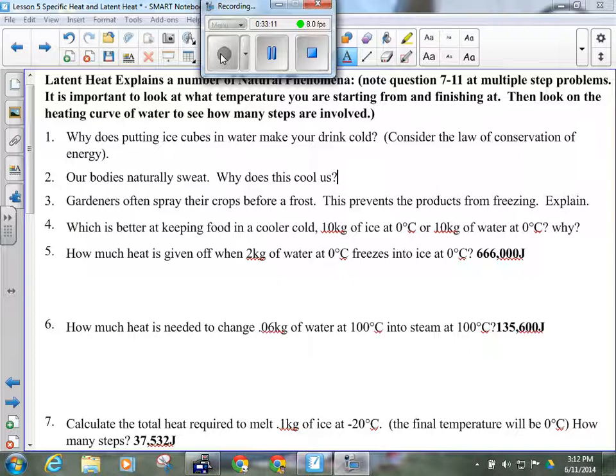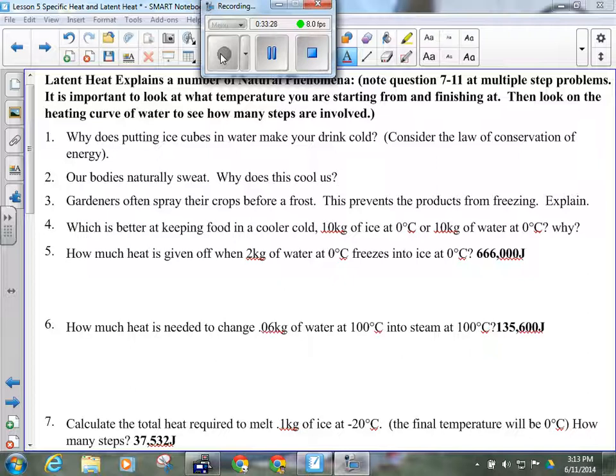Spraying them with water could protect them as long as it doesn't get too cold for too long. If it drops down to -5, they're cooked anyway. But if it's only around 0 or -1, it might protect them, as long as it doesn't stay that cold for that long.